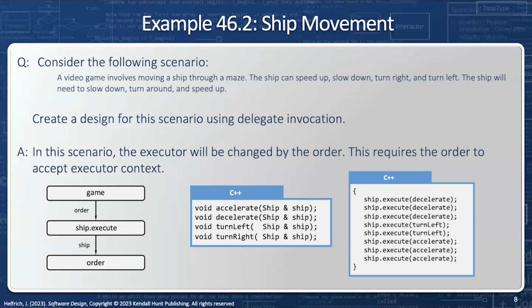So for an example, in C++, I have several different functions: accelerate, decelerate, turn right, and turn left. And these will all modify the position and the velocity of the ship. On the right here, we're going to have the game, which is the commander, and the commander is going to say, hey, ship, I want you to execute left, right, turn right, accelerate, decelerate. And the executor will then execute that at the appropriate time or place.